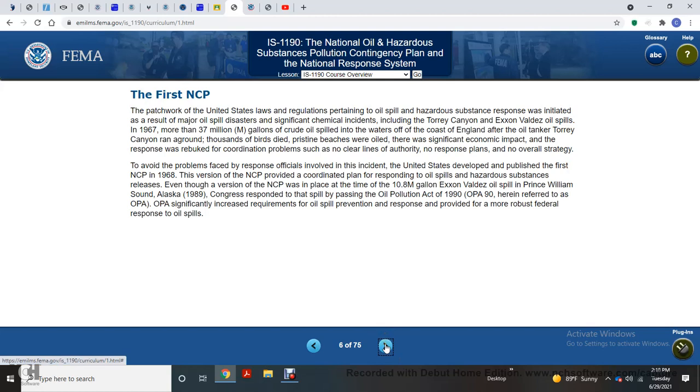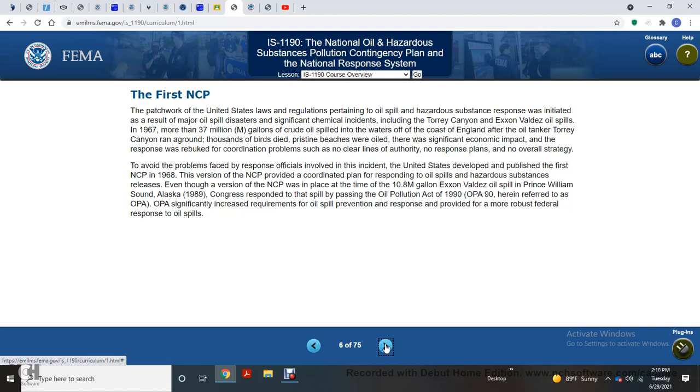First, the National Contingency Plan. The patchwork of United States laws and regulations pertaining to oil spill and hazardous substance response was initiated with responses to major oil spills and significant chemical incidents, including the Torrey Canyon and Exxon Valdez oil spills. In 1967, more than 37 million gallons of crude oil spilled into the waters off the coast of England after the oil tanker Torrey Canyon ran aground.